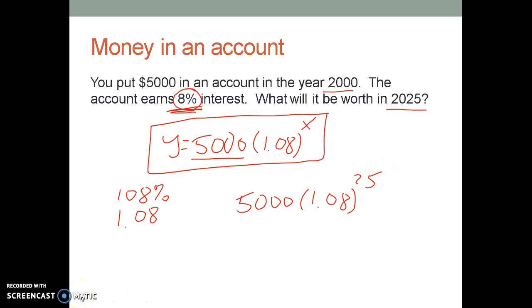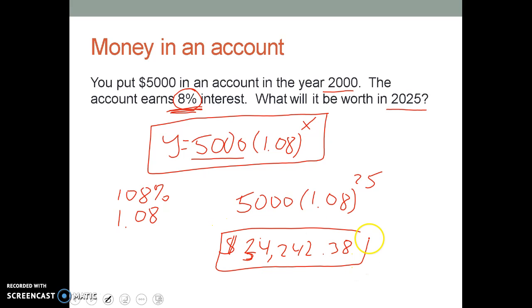And so I would suggest you try calculating that on your calculator. If you do that correctly, you're going to have $34,242 and 30, looks like it's going to round up to 38 cents. And that's how much money you would have after 25 years. And again, that's an exponential growth function that models what's happening to your money in that account.